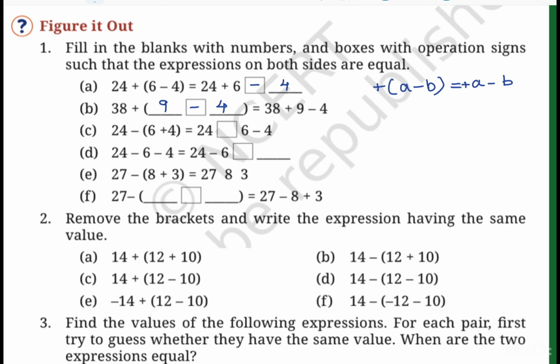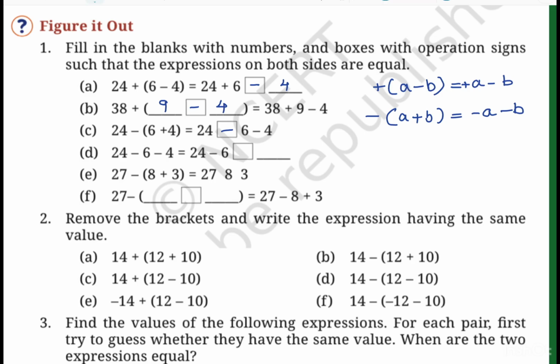Next question, 24 minus 6 plus 4, that is equal to 24, the sign is missing, 6 minus 4. So we can see that minus a plus b is equal to, the minus sign will be given to the terms in the bracket, so it will change the sign. The positive a will be negative a and positive b will be negative b. So when we open minus a plus b is equal to minus a minus b, here minus 6 plus 4 we get minus 6 minus 4.